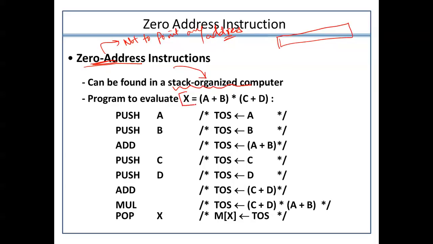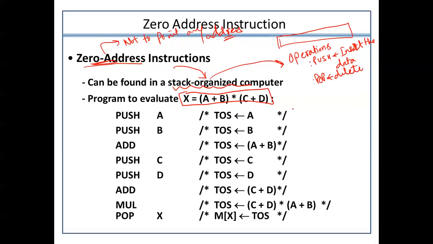Again, we will work with the same numerical program. In case of zero address instruction, as I said earlier, it uses the stack organization. So normally I can perform 2 operations on this kind of data. The operation can be push if you want to insert new data, and the operation will be pop if you want to delete data which is already available in the memory. Within the memory, one type of organization is the stack organization. This TOS refers to the top of the stack.